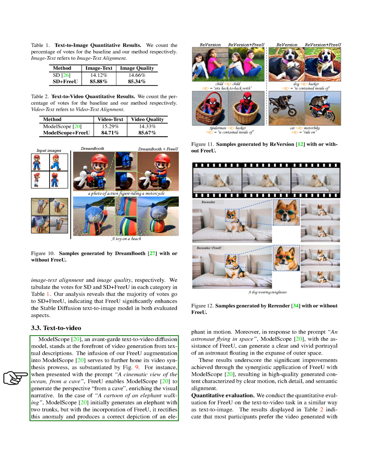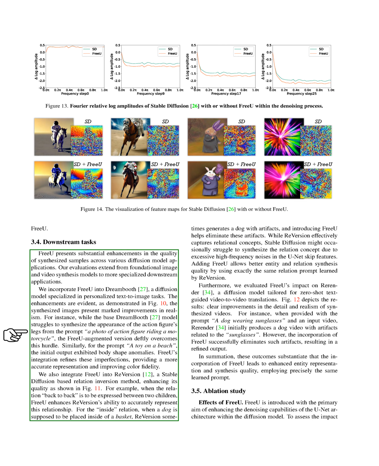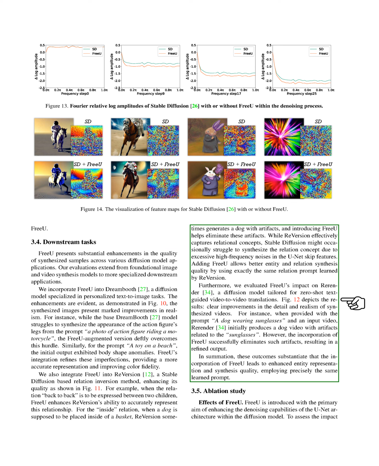We also tested FreeU on various other tasks. For example, we integrated FreeU into DreamBooth, a model that specializes in creating personalized images from text. The results showed clear improvements in the realism of the images. We also integrated FreeU into ReVersion, a method based on Stable Diffusion that can invert relationships, and found that it improved the quality of the results. Finally, we tested FreeU with ReRender, a model designed for zero-shot text-guided video-to-video translation, and found that it improved the detail and realism of the videos. In conclusion, our results show that integrating FreeU into existing models can significantly improve their performance, leading to more accurate and realistic images and videos.